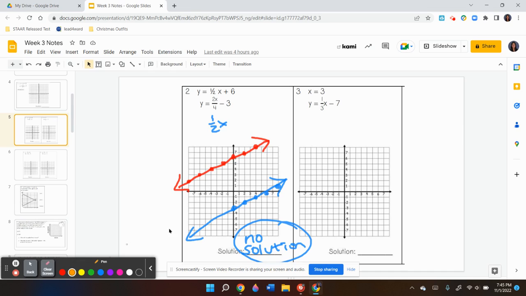Problem number 3. We have x equals 3, which means that it is a vertical line going straight through 3. And we also have y equals 1/3 x minus 7. So we're going to go down to negative 7, and our slope is up 1 over 3 to the right 3. Plot your line. And here our solution is 3, negative 6.